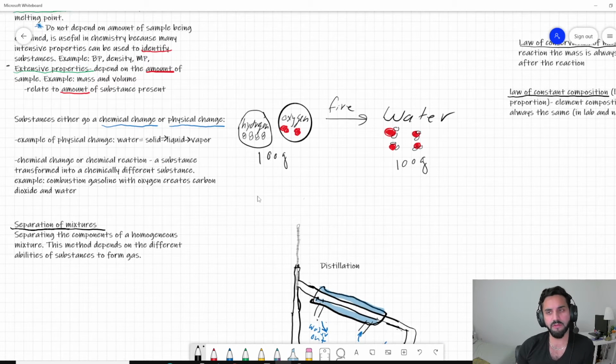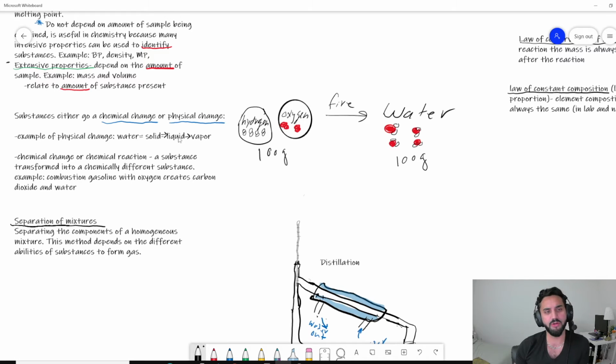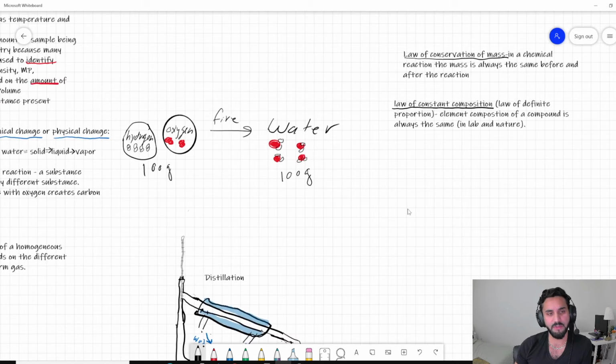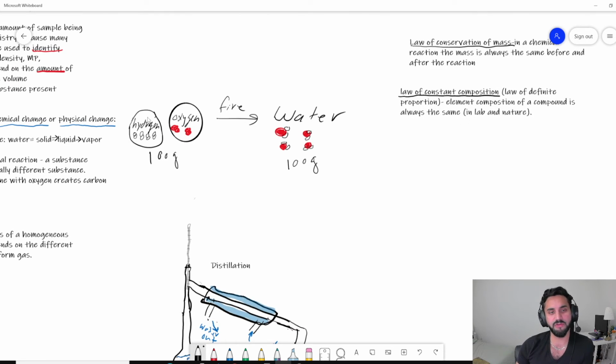Let's talk about chemical properties. Chemical change, which we also call chemical reaction, is when a substance transforms into a chemically different substance. An example of a chemical reaction in your life is when you drive a car: combustion of gasoline with oxygen creates carbon dioxide and water. Let me give you another example of a chemical reaction. Right here, we have hydrogen plus oxygen and fire would give us water.